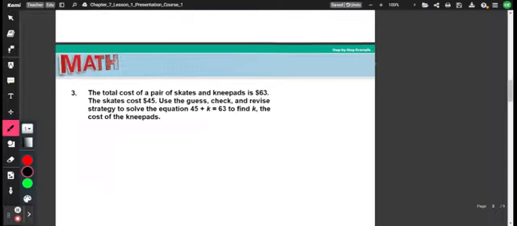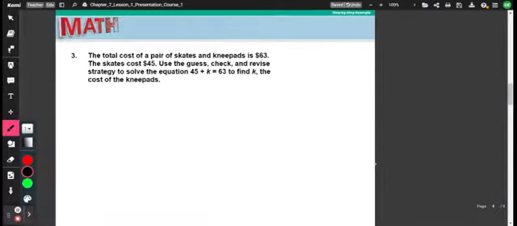Example 3: the total cost of a pair of skates and knee pads is $63. The skates cost $45. Use guess and check to revise your strategy to use the equation 45 plus k equals 63. I'm actually going to solve this problem not with guess and check, but just like a normal problem.